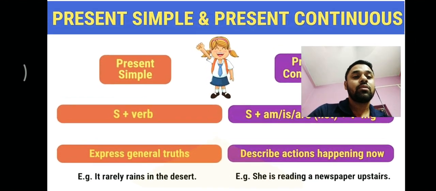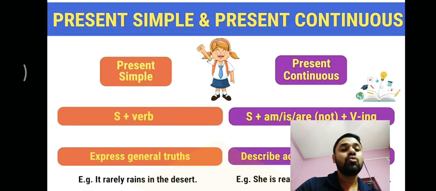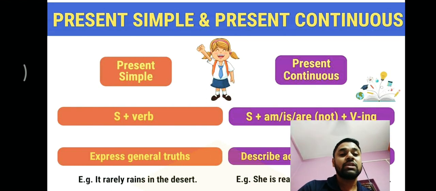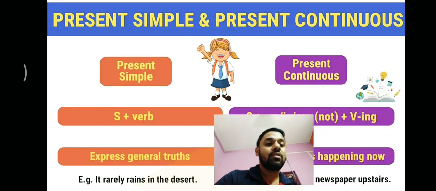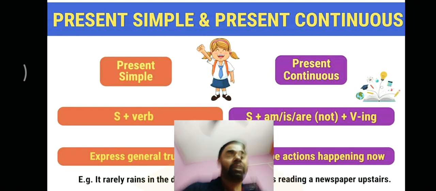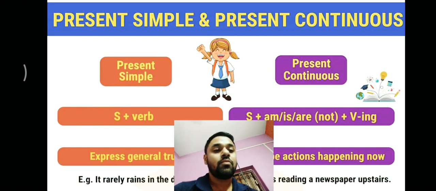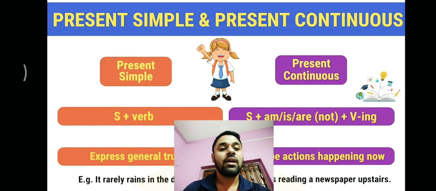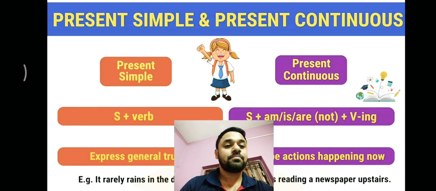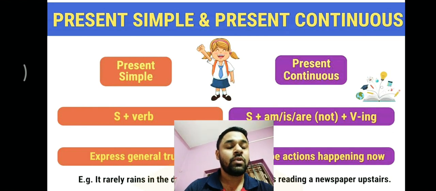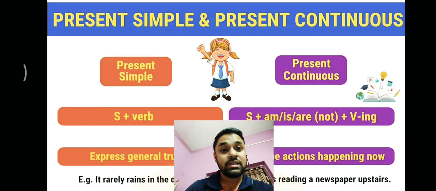Now the last one. Again, we just go through the chapter. Present simple and present continuous. Present simple: first subject, then verb. And in present continuous: first subject, then auxiliary, and then verb plus ing.